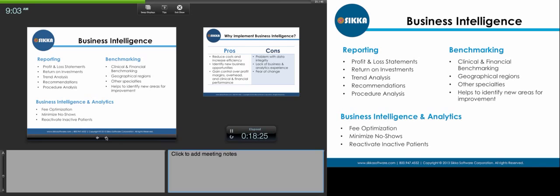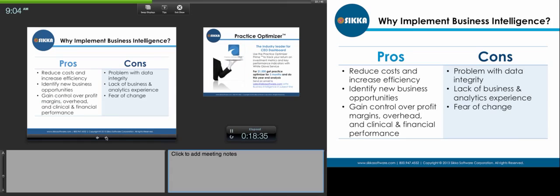And so you need to use trend analysis, you need to use recommendations, you need to use procedure analysis, understand which procedures are making you the most money. You should look at benchmarking, understand where you are clinically and from a business perspective and where others are. You should identify areas of improvement using benchmarking. And finally, if you have not done this, do your fee optimization. You need to focus on analyzing and optimizing your fees to maximize your profits.